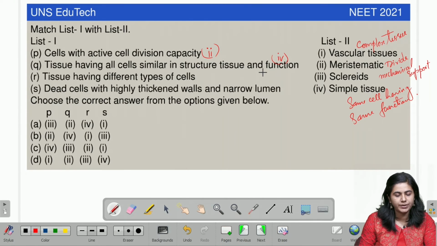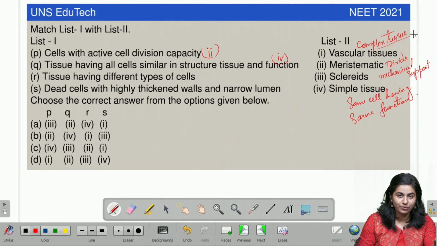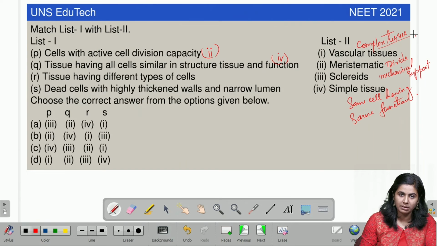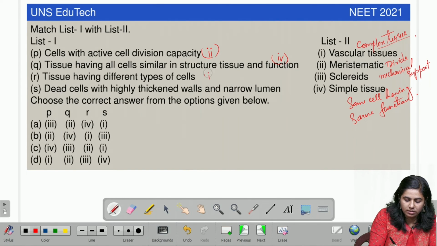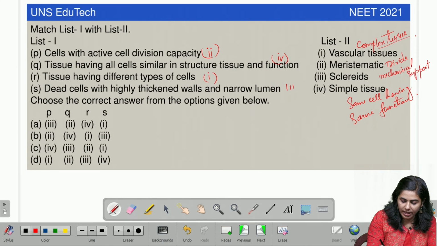Now, tissue having different types of cells. We have learned about vascular tissue, which is also known as complex tissue, having different kinds of cells. In case of plants, xylem and phloem combine together to form the vascular tissue. So, we can give option 1 to R. And finally, dead cells with highly thickened walls and narrow lumen. Which was the dead cell? We have learned sclereids, a reduced form of sclerenchyma, mostly dead in all plants, with lignified walls to give mechanical support. So option 3 goes to S.